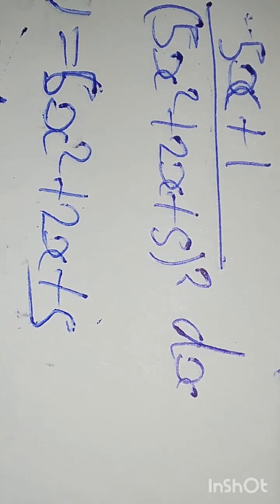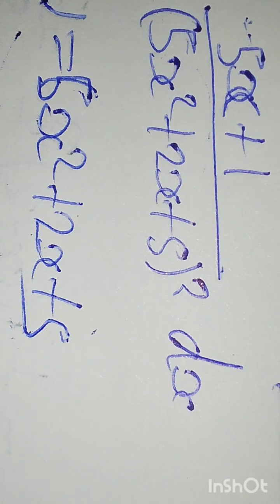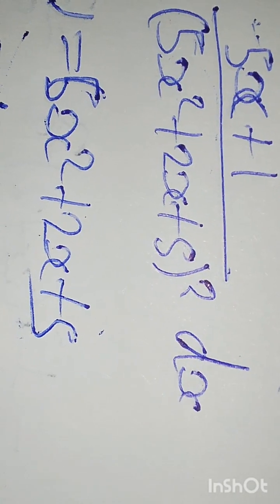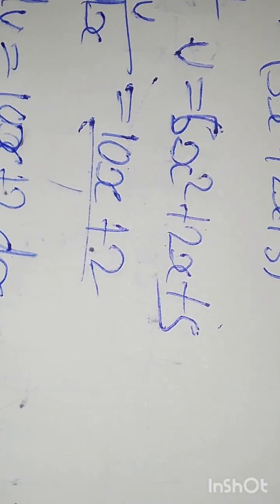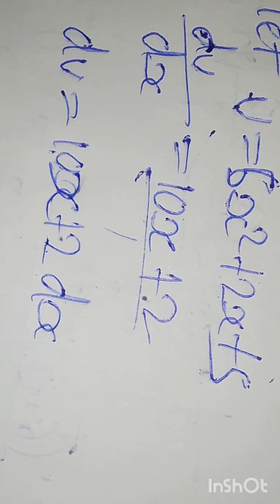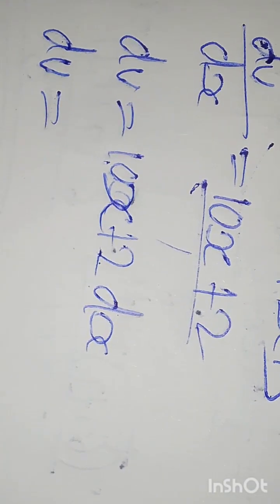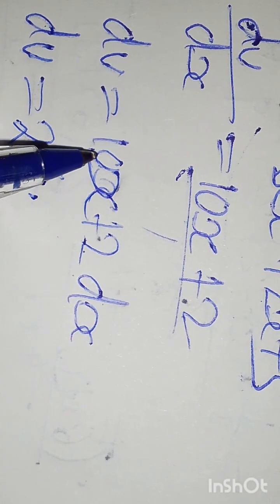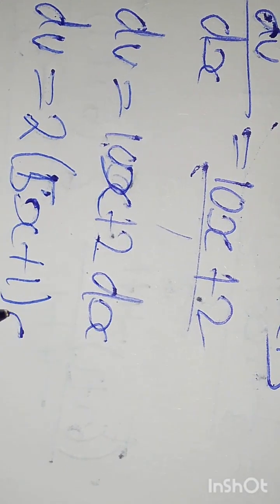So what do we do? We'll cross multiply here. So du is equal to 10x plus 2 dx. Now here, as you can see, 2 and 10 have a common factor. So what can you do here? You can factorize the expression. So du is equal to 2, you factorize out a 2, then factorizing 2 out of 10, it's 5x plus 1, dx.